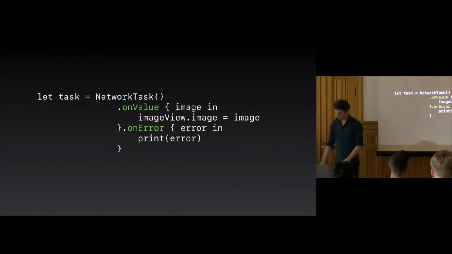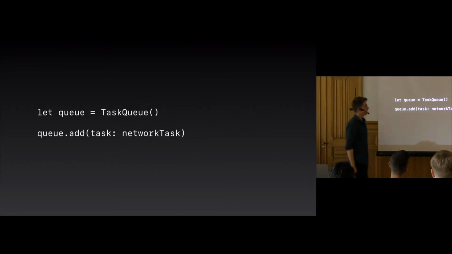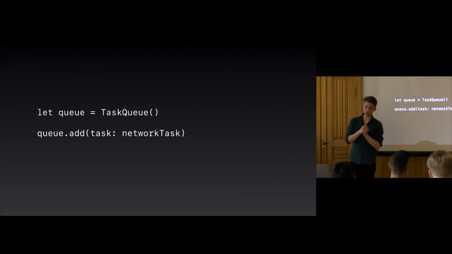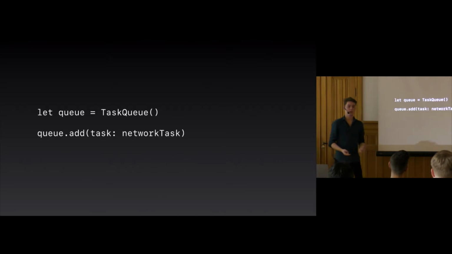When you want to add and execute this task, you would create an instance of TaskQueue, which will handle all the execution of that work, and you would just add that task to this queue. At this point, the task queue will schedule that task for execution and manage all its state without you even knowing it.